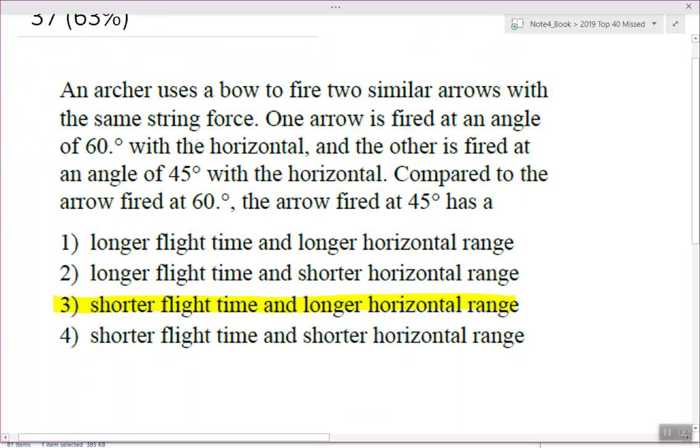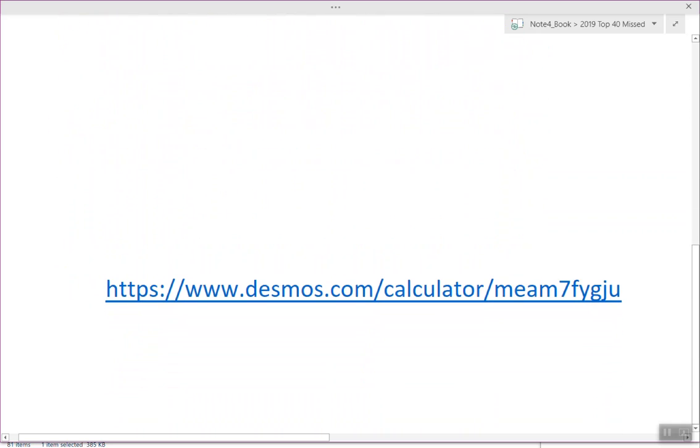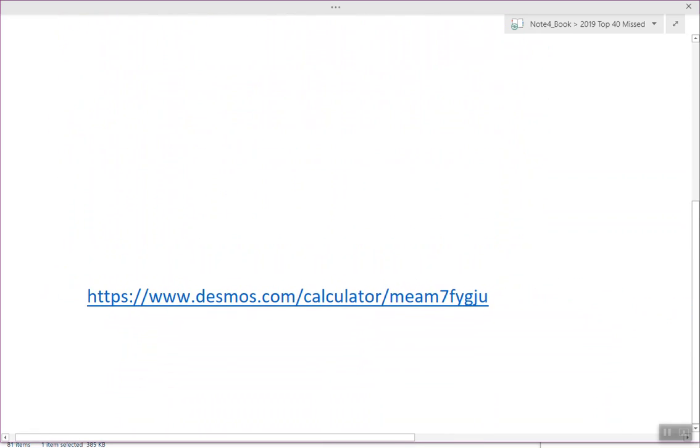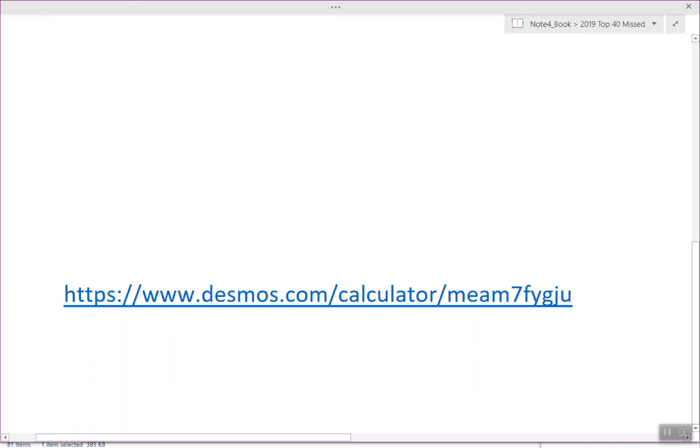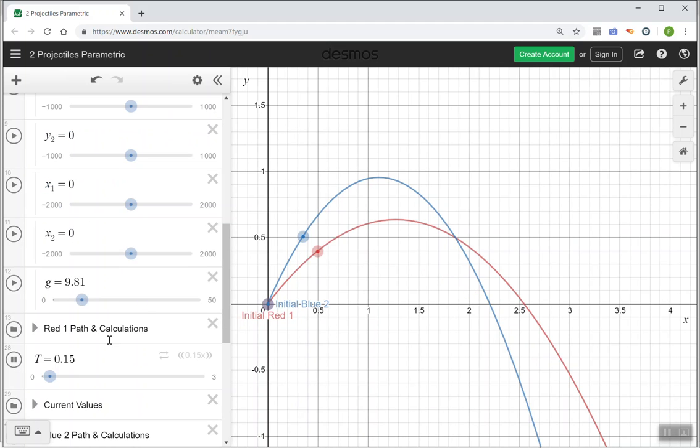The answer is 3. So I'm going to show you yet another simulation. So we're comparing 45 to 60. And I actually have 2 simulations I'd like to show you. Here's the first one. So the red is fired at 45 degrees. Okay, now the red is fired at 45 degrees and the blue is fired at 60. And you can see the red one goes farther, but the blue one takes more time.